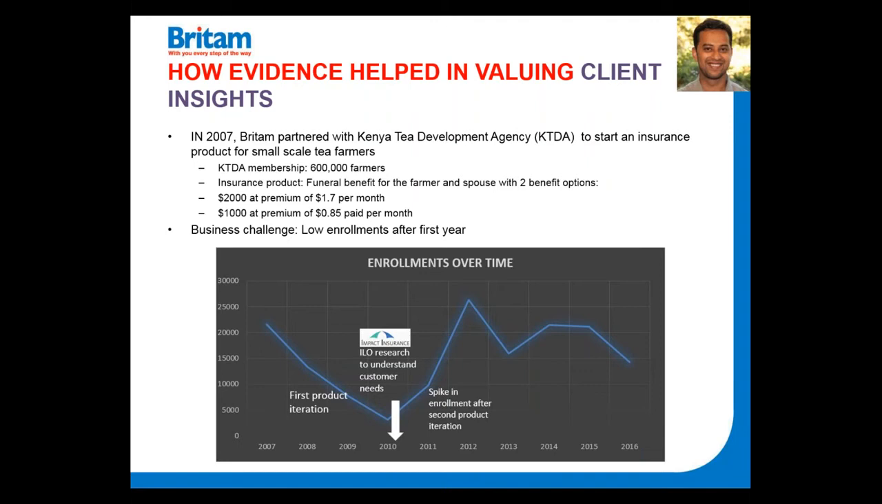And these insights led to a revamping of the product. This new product iteration really changed the product perception. It led to a spike in the enrollment, as you can see in the graph, leading to more than 26,000 policies in 1 year, and it has maintained at that level. Currently, this product has achieved a 28% penetration rate within the target population, which was the 600,000 small-scale tea farmers, and which we consider quite an achievement considering the penetration rate in Kenya is only 4%. Next slide, please.